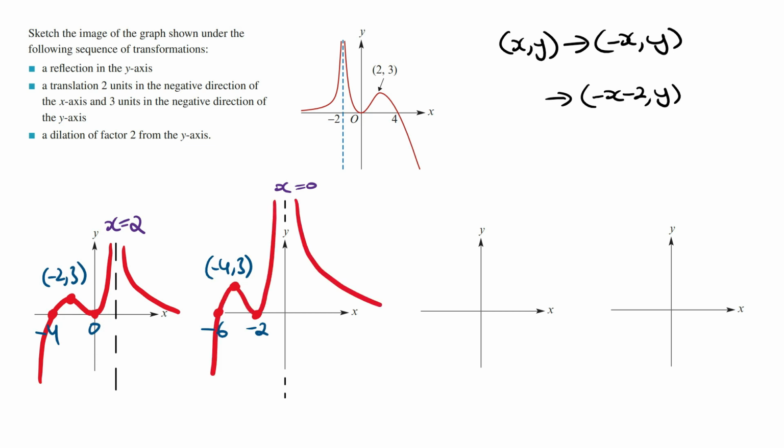And we also had a translation of 3 units in the negative direction of the y-axis. What this means is that we're going to keep the x coordinates the same, and we're going to subtract 3 from the y values. And so doing this, we're going to get these coordinates.